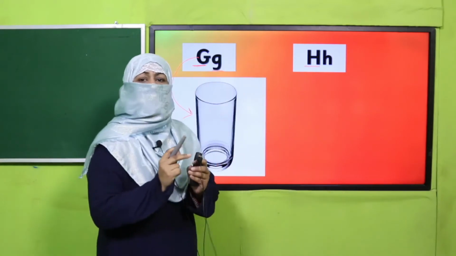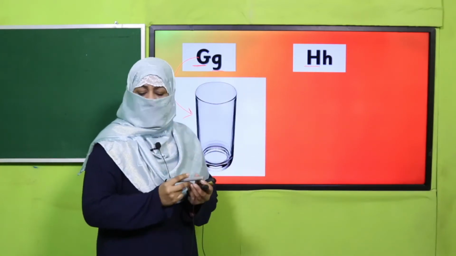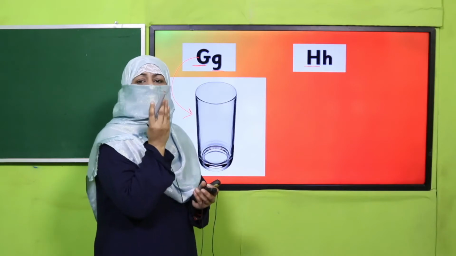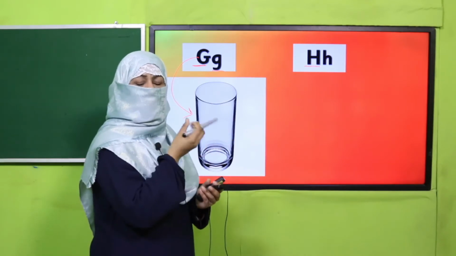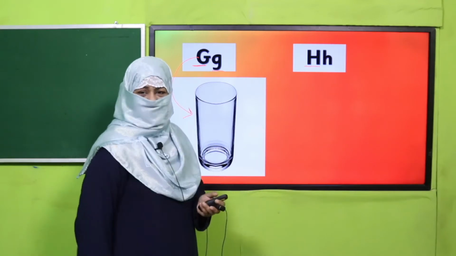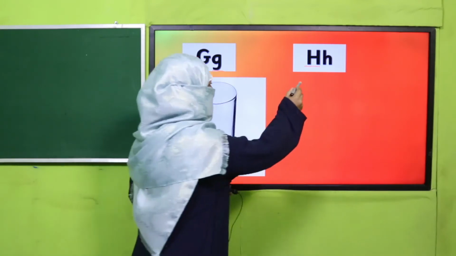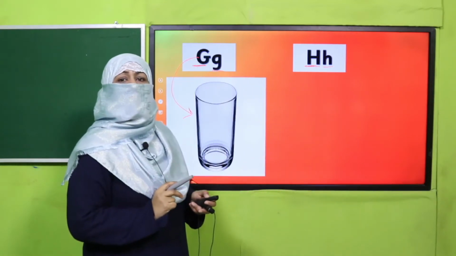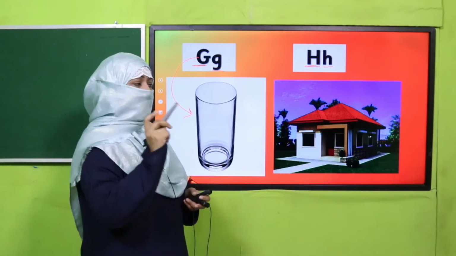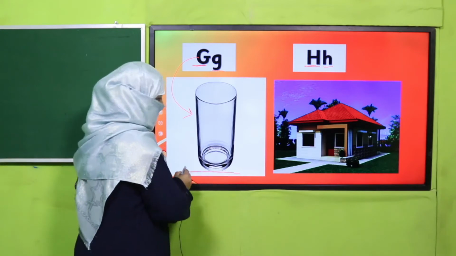How do we practice it? Just keep a paper, and when you say it, it floats with air because you throw air from your mouth. Okay, so this is how we practice this letter. It's capital H, it's small h, and house.